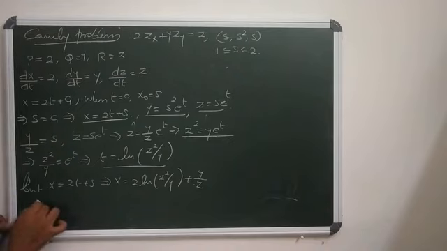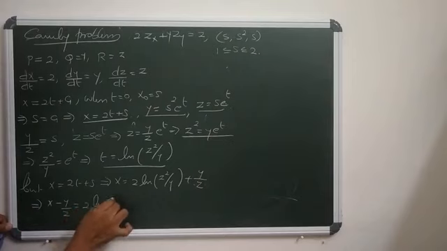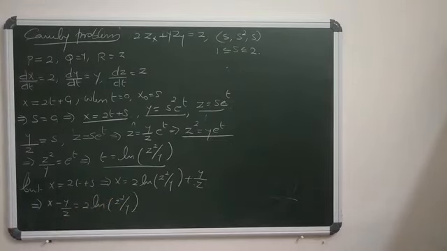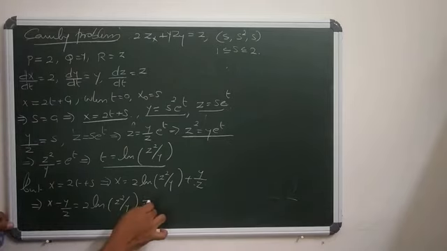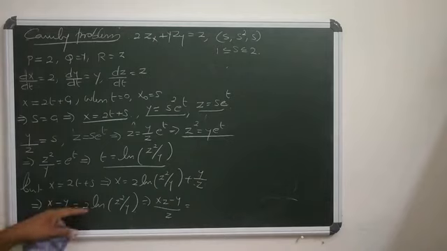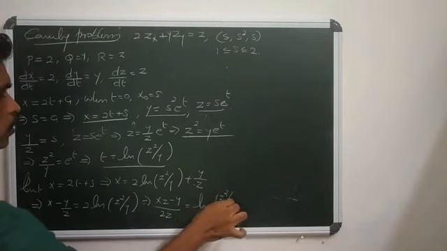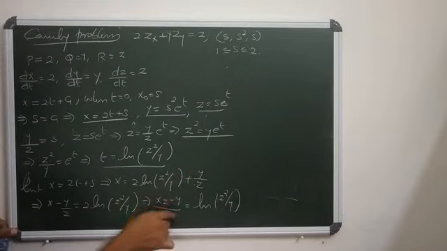That means x minus y by z equals 2 log z square by y. On simplification, taking the LCM, xz minus y by z equals 2 log z square by y. Putting 2 to the left side, it is log z square by y. So z square by y is e power of xz minus y over 2z.